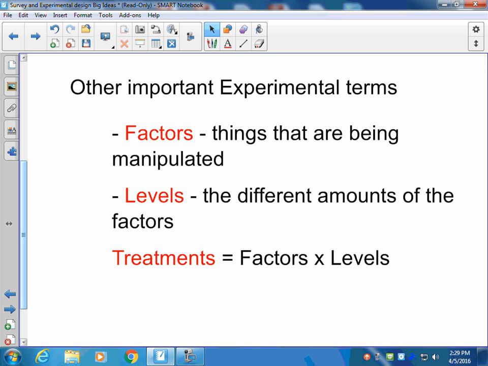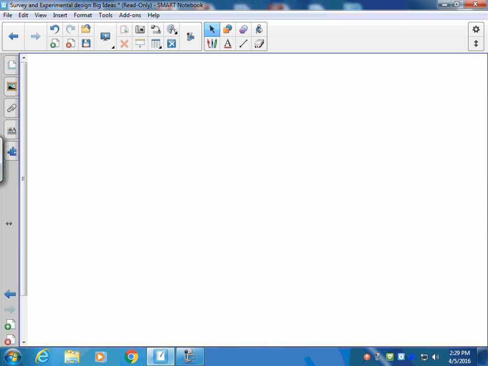Okay, so that is our main run through the important terms of survey and experimental design.